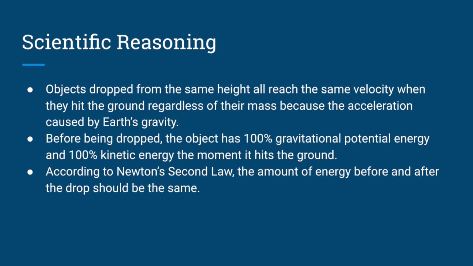For our scientific reasoning, we said that objects dropped from the same height all reach the same velocity when they hit the ground regardless of their masses because of the acceleration caused by Earth's gravity. Before being dropped, the object has 100% gravitational potential energy and 100% kinetic energy the moment it hits the ground. So according to Newton's second law, the amount of energy before and after the drop should be the same. So all of the potential energy in the beginning should be transferred into kinetic by the end.